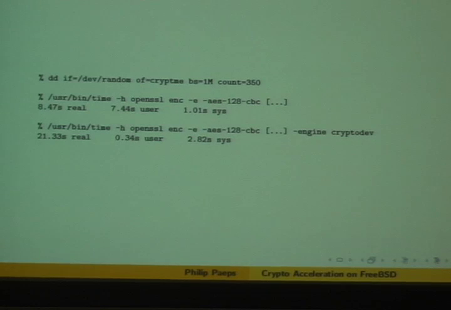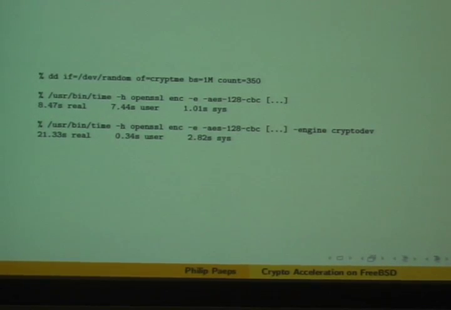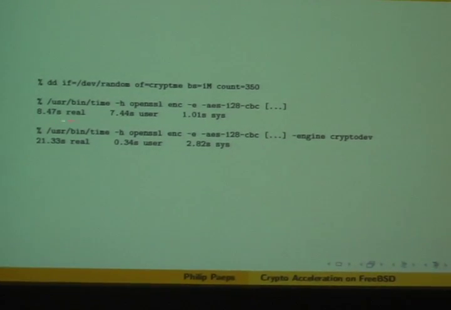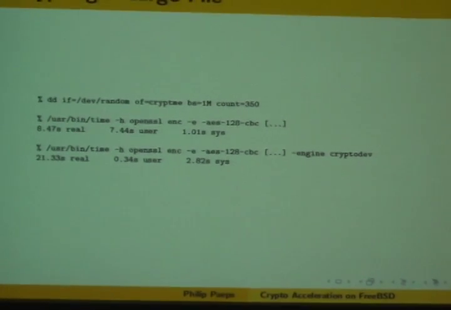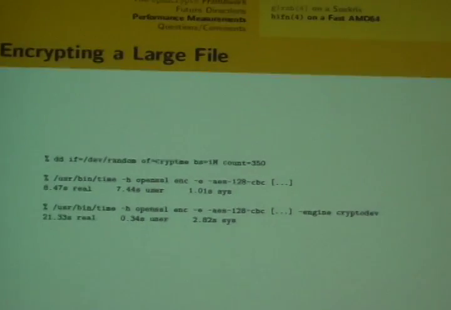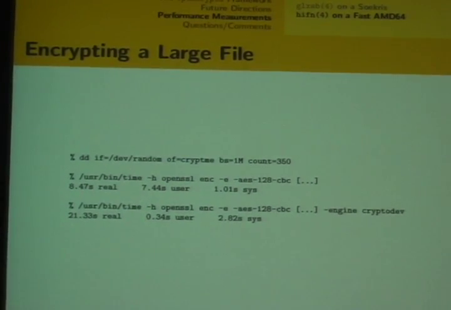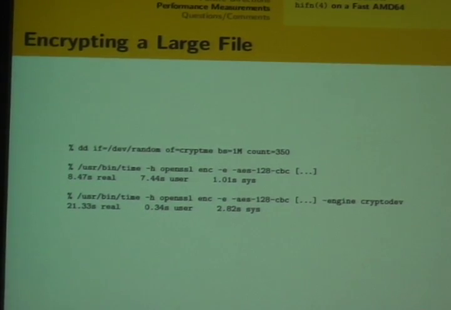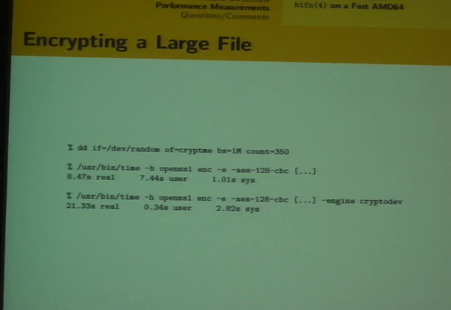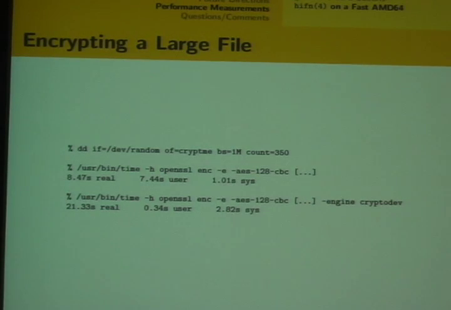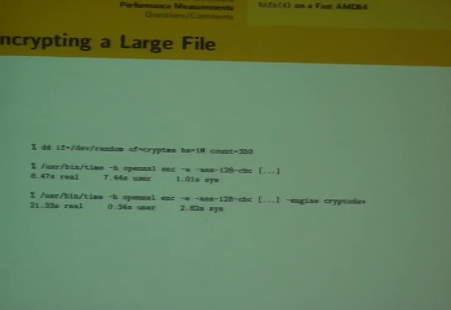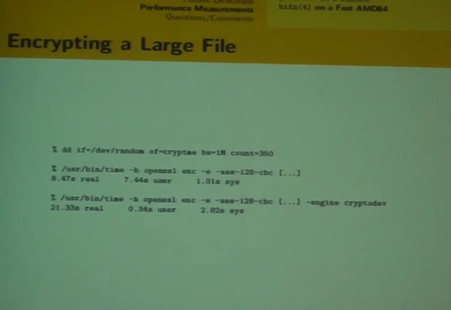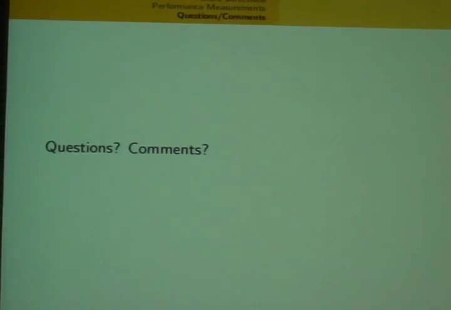If we look at encrypting a large file, which is a much nicer test, the CPU can do the encryption and decryption in less than 10 seconds, which is very fast. But as soon as you enable the engine, the time it takes doubles, which is not optimal. So if OpenSSL could be taught that the hardware made no sense, then that would be a good idea.